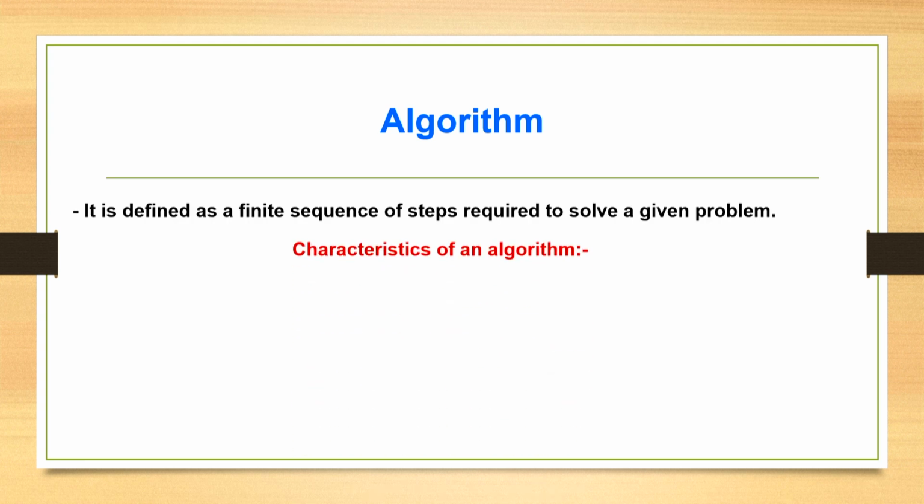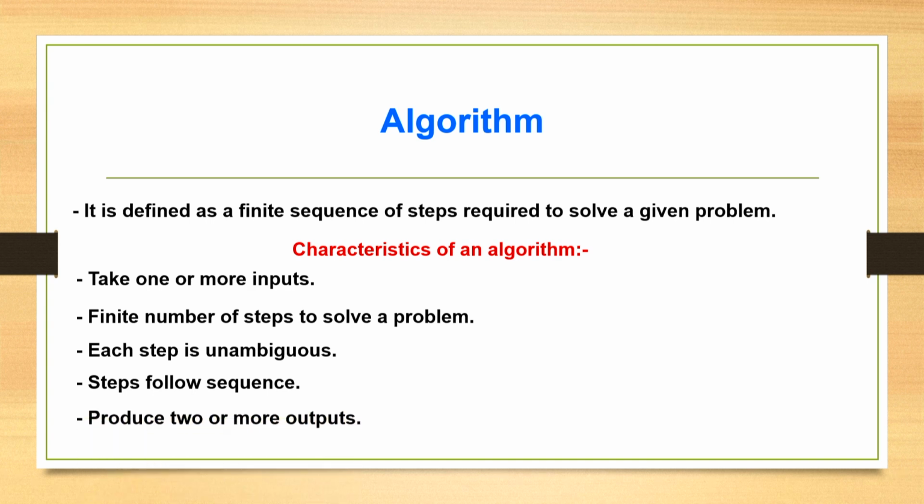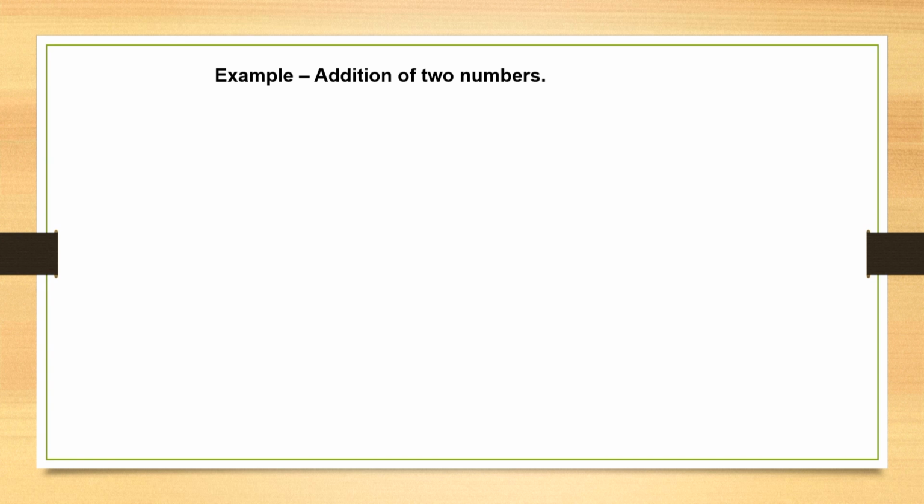What are the characteristics of an algorithm? It may take one or more inputs. There are a finite number of steps to solve a problem. Each step is unambiguous, means clarity should be there about what this step is intended to do. Steps follow a specified sequence or some order. It will produce one or more outputs. So, this was about the algorithm.